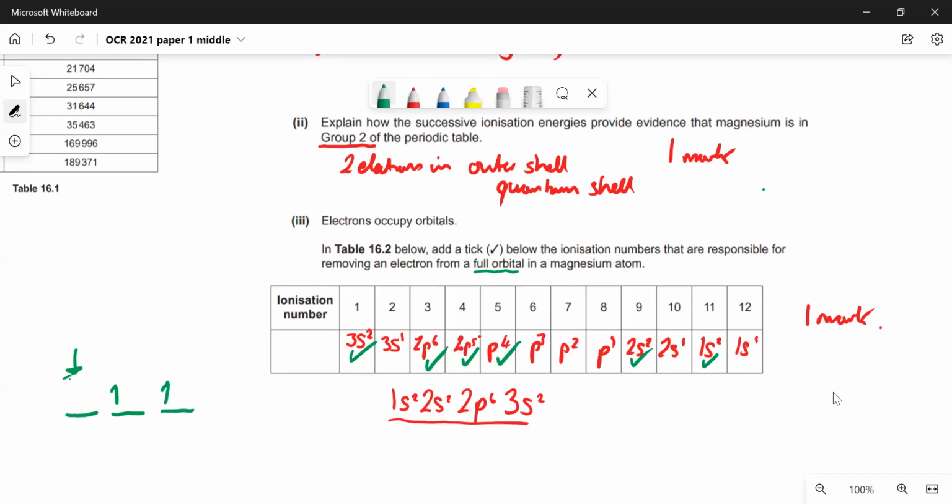Okay. Important to remember that it's easy to forget and think, oh, the p orbital is just one orbital. It's not. It's 3 separate orbitals.